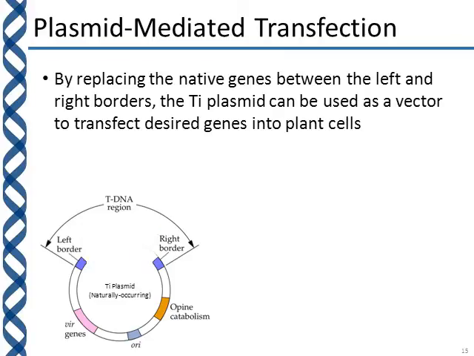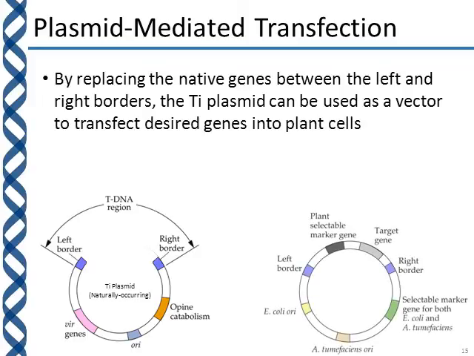This is achieved by the same process. You use an endonuclease to remove or open the portion of it. This leaves sticky ends where you can now transfect with a plant selectable marker gene and your target gene. And again, as we said, that's inserted between the left and the right borders of this Ti plasmid.